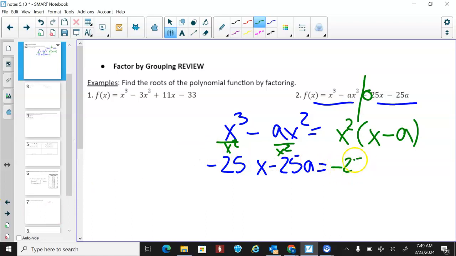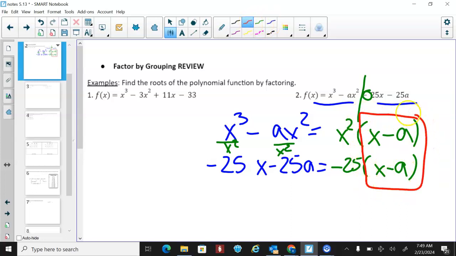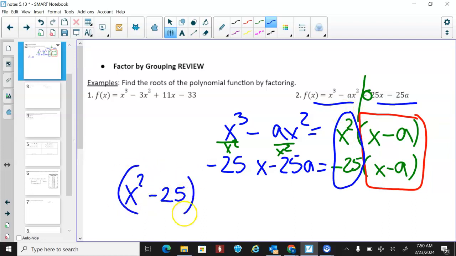So I got negative 25. And what do I have left? X minus a. So again, this factor right here, guys, repeats. And then, of course, I'm going to group the greatest common factor together. So I get x squared minus 25 in one parenthesis and x minus a in a second one.